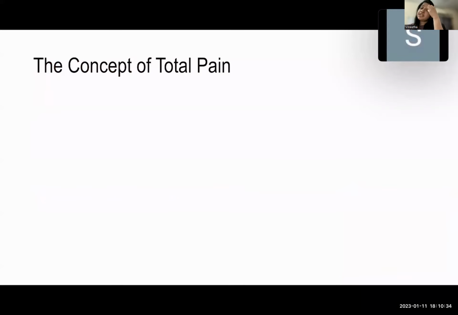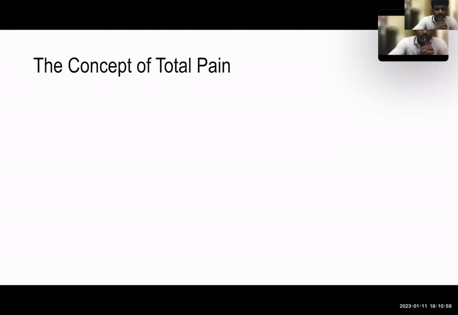And especially when it comes to chronic pain, you should know the definition of pain as well as the definition or the concept of total pain. Does anybody here have any idea what total pain is about? It is about physical, social, psychological, and spiritual. Yes, very good.